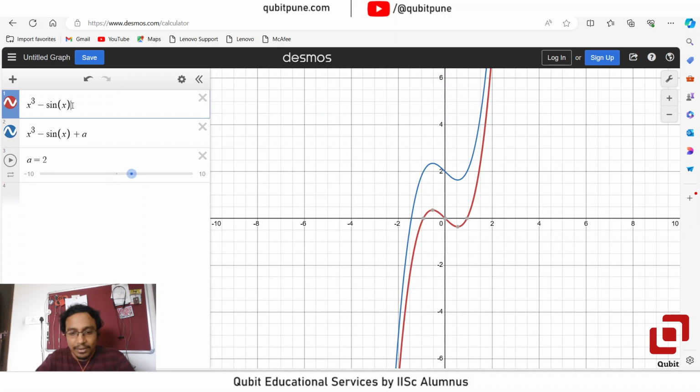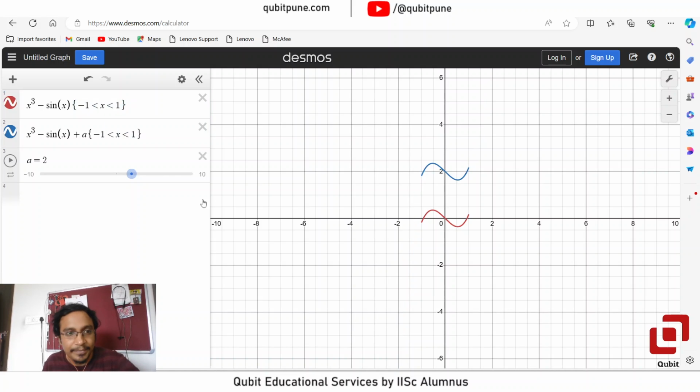Okay, wait, to explain it better, let us restrict x from -1 to 1. Yeah, now we'll have a better vision. See, if we are adding a number to the original function, depending on the sign the graph will shift along the vertical axis. ठीक है.